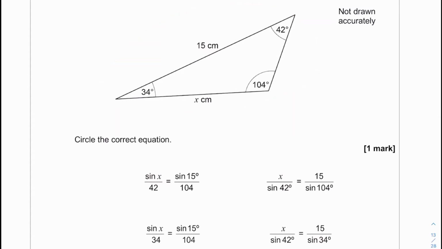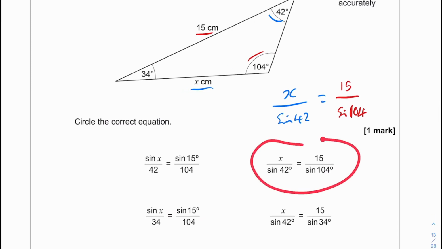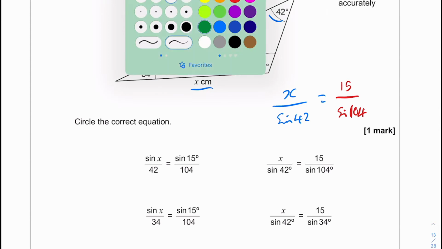So for the sine rule, what we can say is that the length of the side, which is x, divided by sine of the opposite angle, which in this case is 42, so divided by sine 42, is equal to any other side length, so we'll go for the one that's labelled 15, so is equal to 15, and then divided by the opposite angle for 15, which is the sine of 104, and hopefully this should be one of the equations, and it is, it's this one here, so we'll just circle that for our answer.